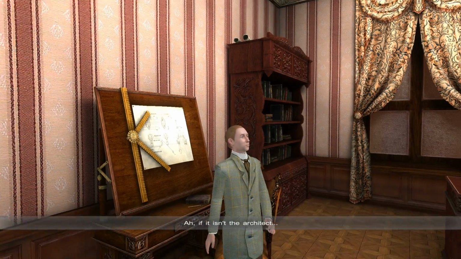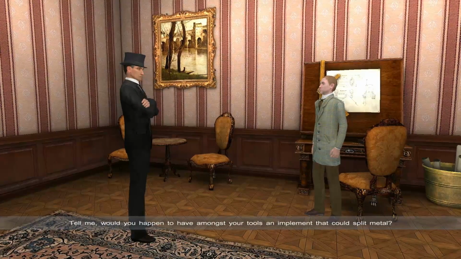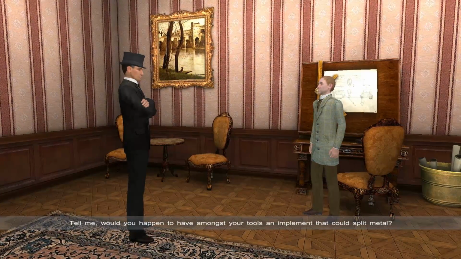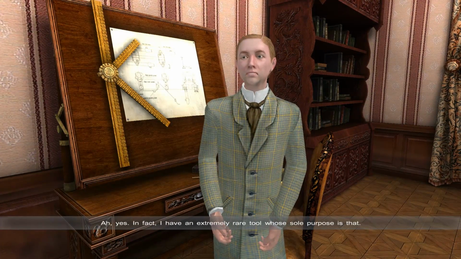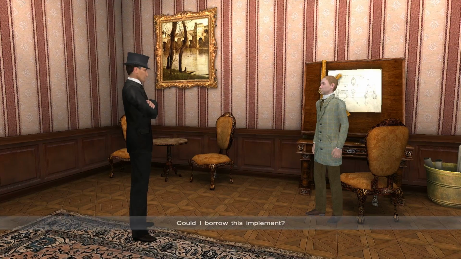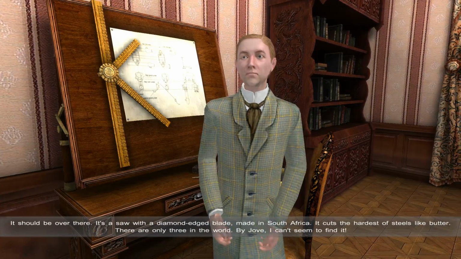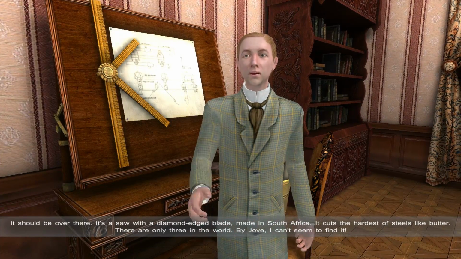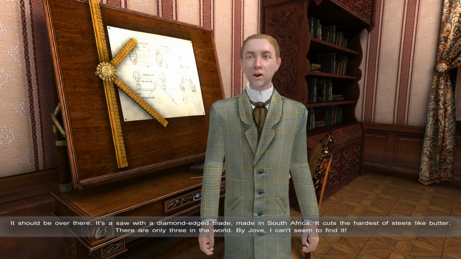Hello, do you have a thing? Ah, if it isn't the architect. Tell me, would you happen to have amongst your tools an implement that could split metal? Ah, yes. In fact, I have an extremely rare tool whose sole purpose is that. Can I borrow it? Could I borrow this implement? It should be over there. It's a saw with a diamond-edged blade, made in South Africa. It cuts the hardest of steels like butter. There are only 3 in the world.